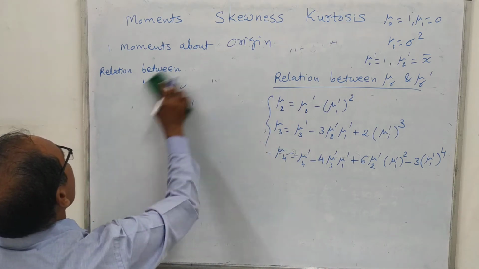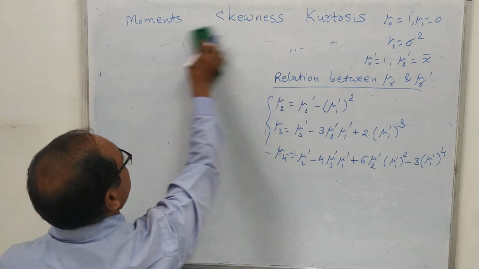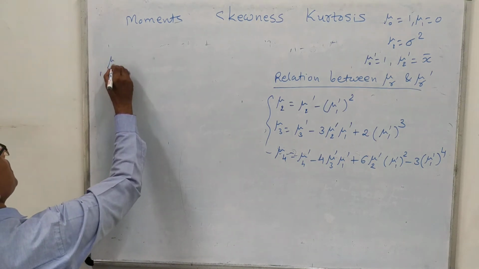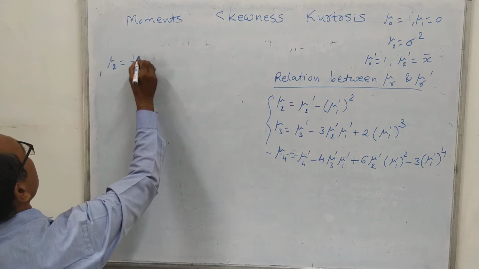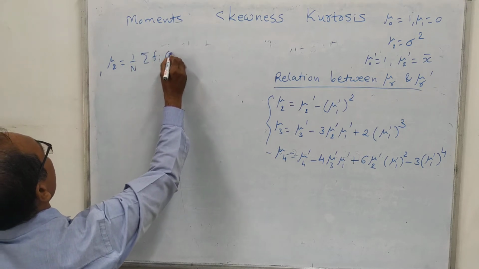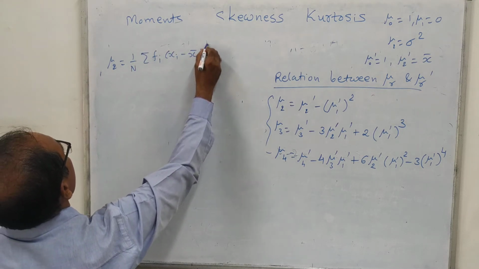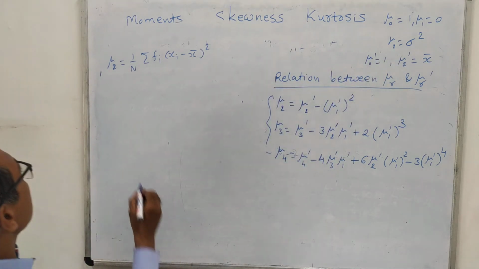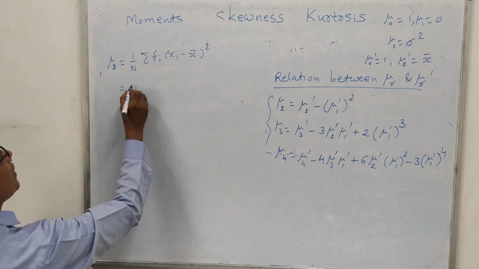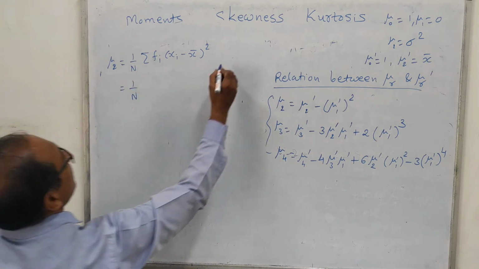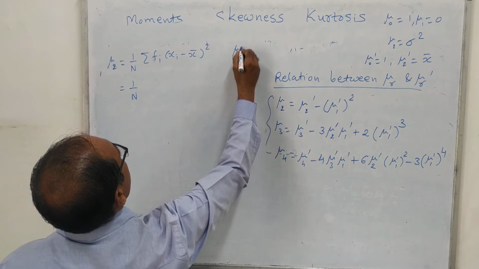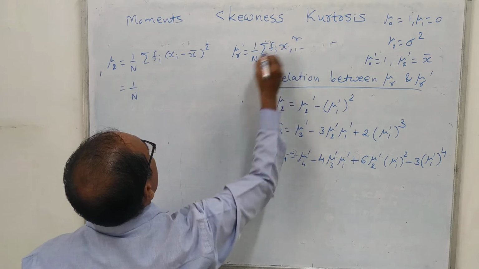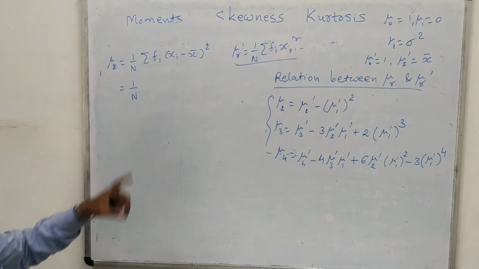Suppose if you forget this formula, then this formula can be derived very easily because we know that mu 2 equals 1 upon n sigma fi into xi minus x bar whole square. We also know that mu 2 is sigma square, it is the variance. But to derive this formula, that means to derive the relation, that means mu r dash equals 1 upon capital N sigma fi xi raised to r, we want to make use of this formula to relate.